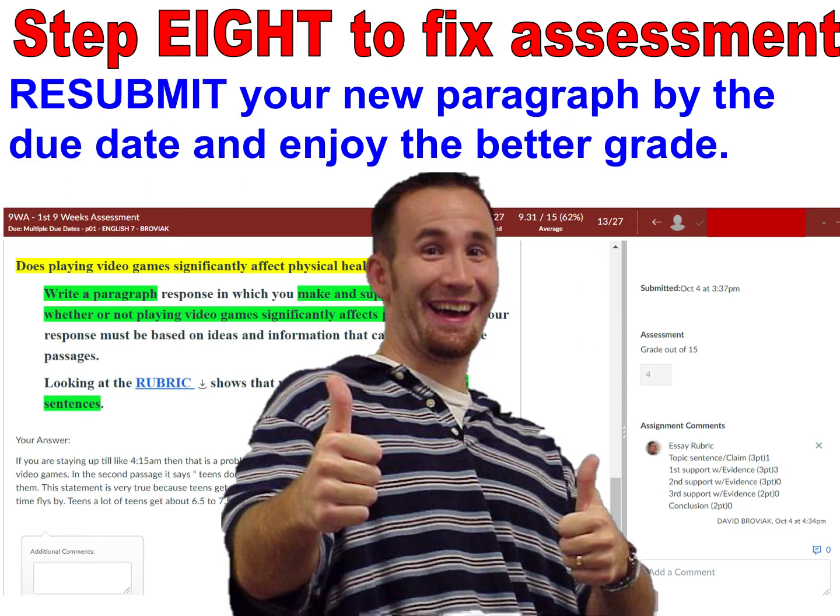Fix what you did. Make sure you have your intro, an idea that supports it from the article, new idea that supports it from the article, third idea that supports it from the article, and a conclusion sentence. Then once you've done that, submit it and make sure you do it by the due date, which is Saturday night, and then I can give you all of your points.